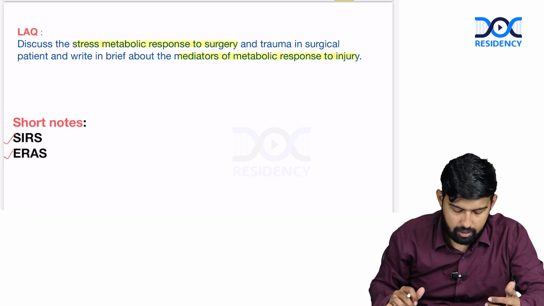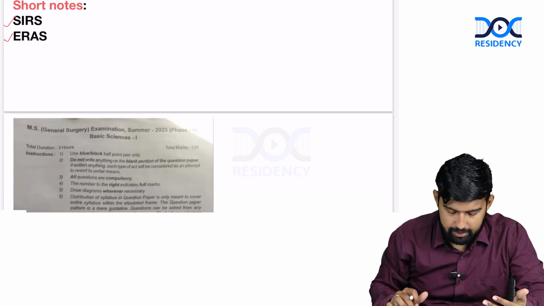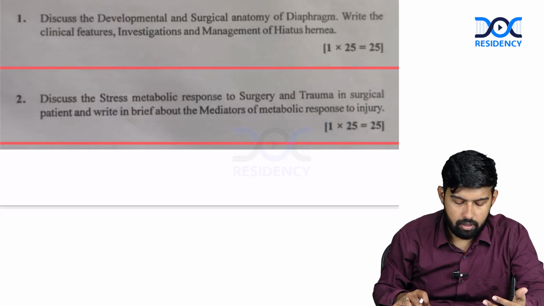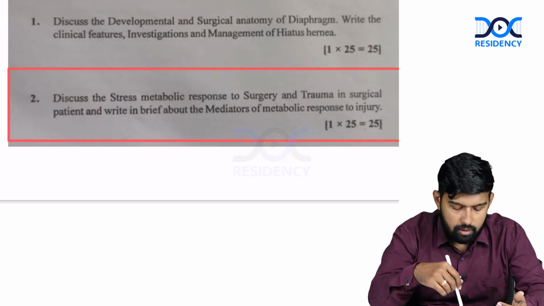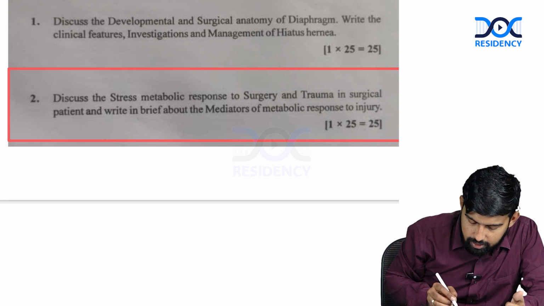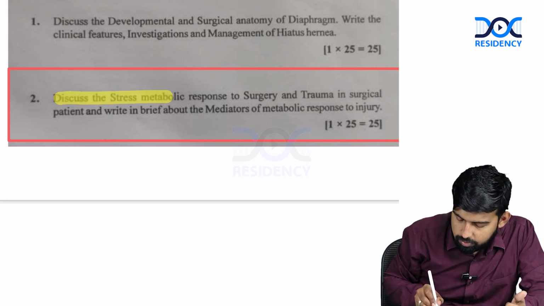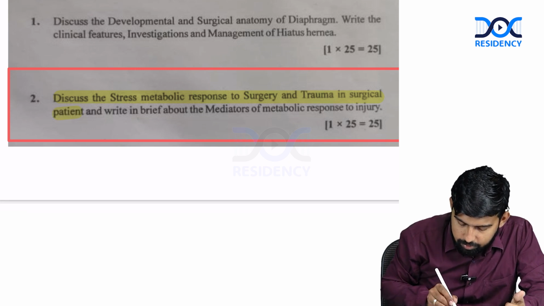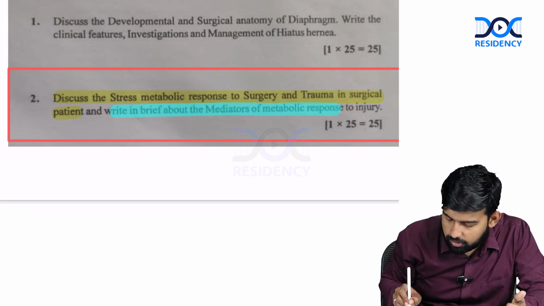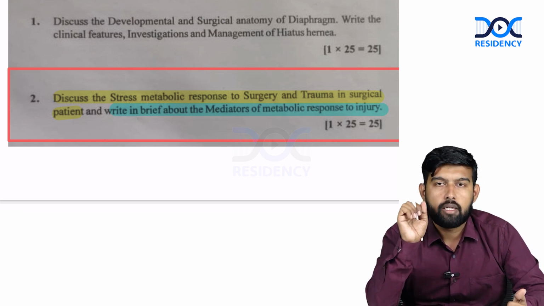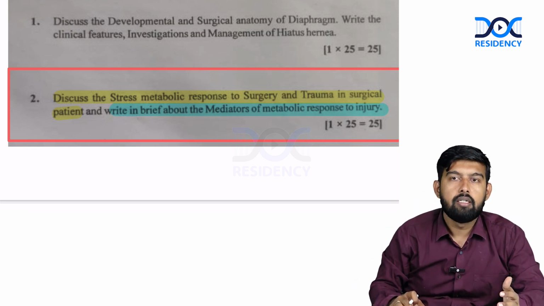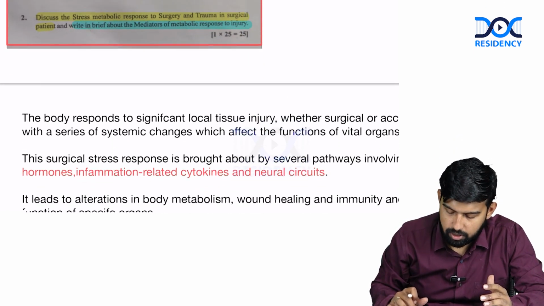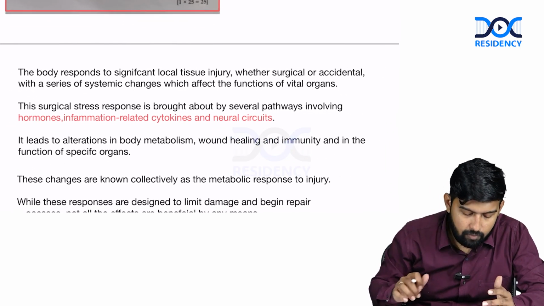So let's start with the topic. This is an example of a question which was asked recently in one of the university examinations. The question was, discuss the stress metabolic response to surgery and trauma in a surgical patient, and write a brief about the mediators of the metabolic response to the injury. So this was an example of the long answer or essay questions which can be asked in the university examination. So let's start with the topic.